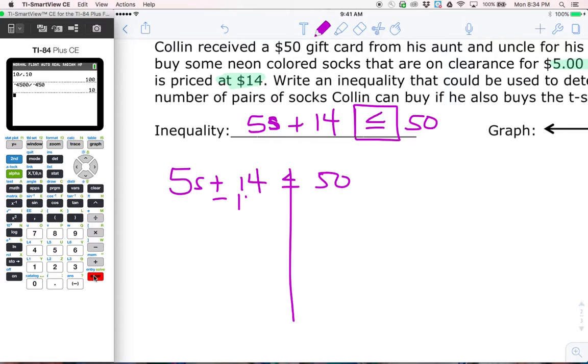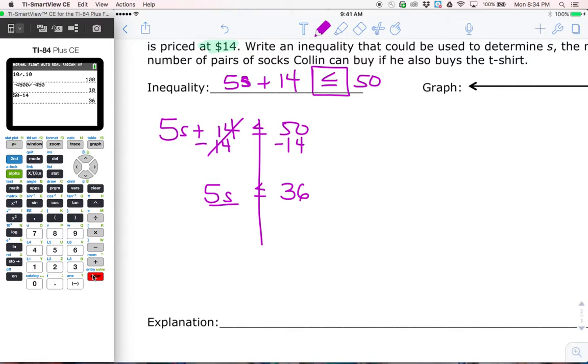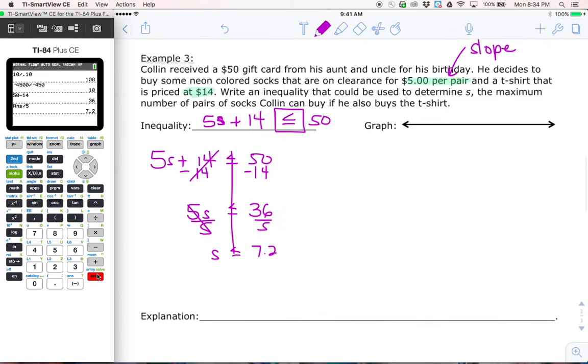We're going to subtract 14 here first. And I've got 5S is less than or equal to 36. And let's double check my math here really quick. We've got 50 minus 14, which is giving me 36. Now, when I divide this by 5, and remember, we don't mess with the inequality in this case, didn't divide by a negative, I get 7.2. Now, can you buy exactly 7.2 pairs of socks? No, not in the real world.